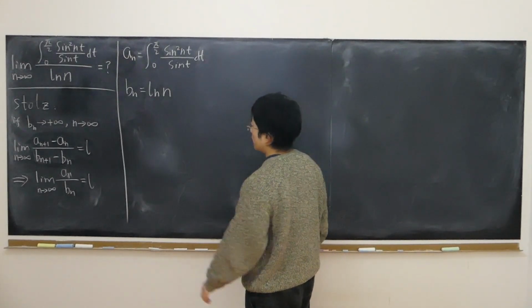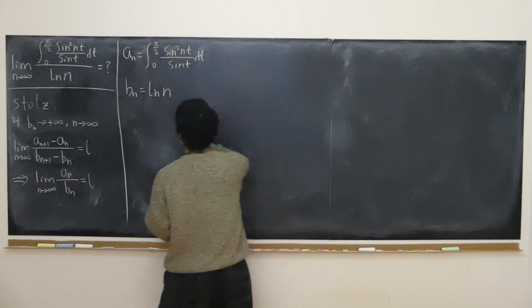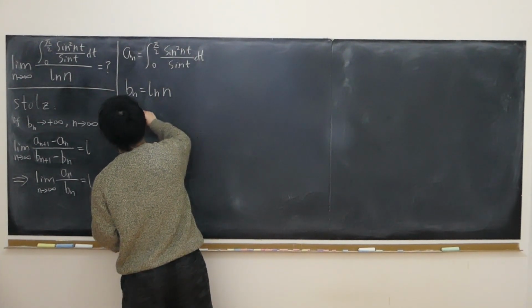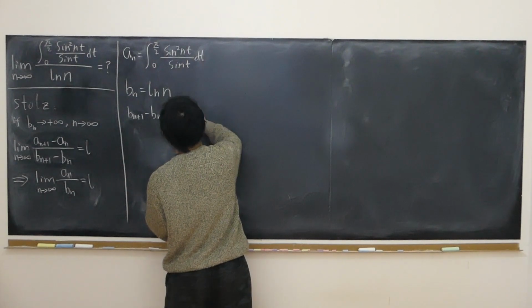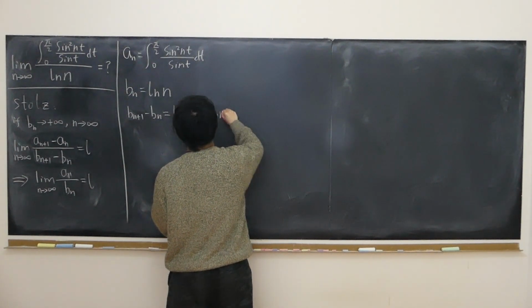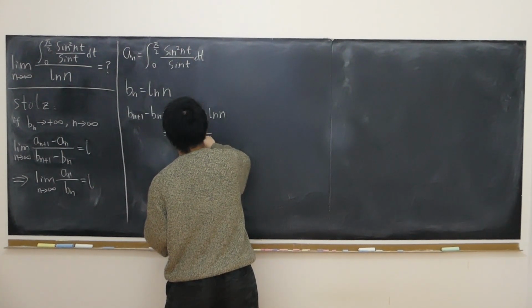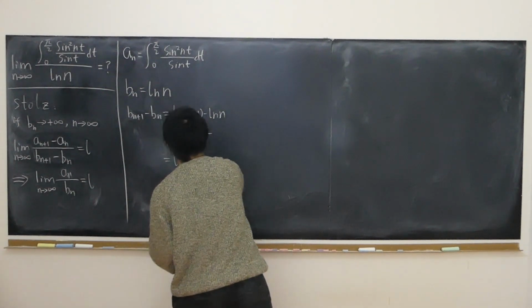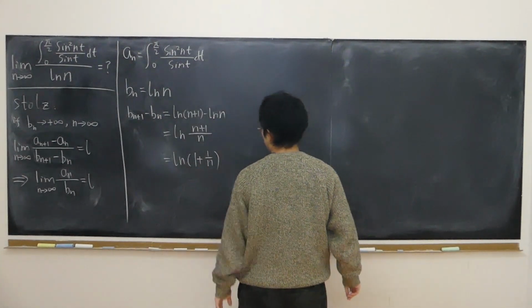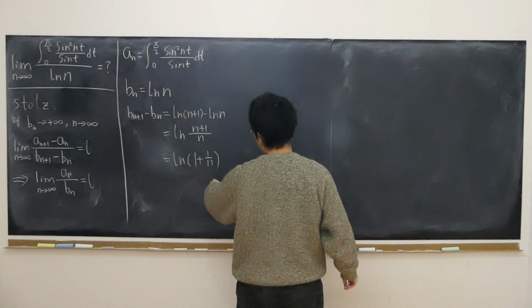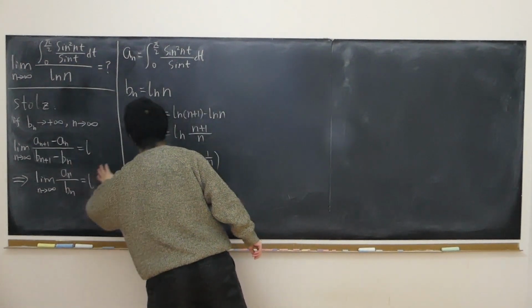So the difference bn plus 1 minus bn is simple, just logarithm of n plus 1 minus logarithm of n. That is equal to logarithm of (n plus 1) over n, which is equal to logarithm of 1 plus 1 over n. As n approaches infinity, we're later going to replace this with just 1 over n as an equivalent substitution. So we worked out the bottom, bn plus 1 minus bn.